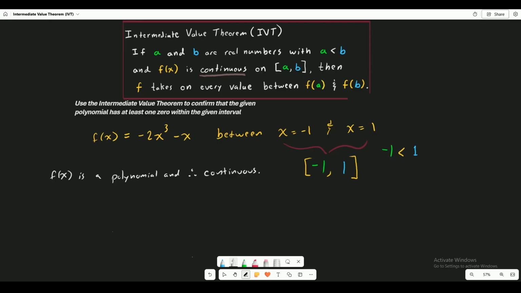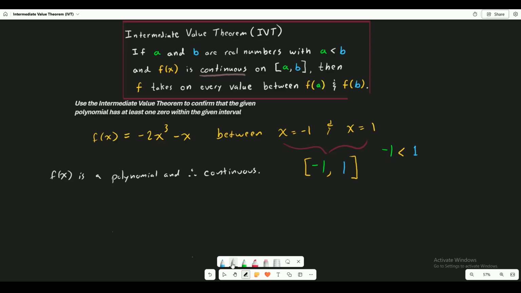So we have a less than b, and f of x is continuous on the interval a to b. Remember, polynomials are continuous everywhere, so the condition that it's continuous on the closed interval from A to B is fulfilled. Then f takes on every value between f of A and f of B. So now we have to check if it goes from positive to negative or negative to positive. And if it does, then we do confirm that the polynomial has a 0 somewhere in this interval.